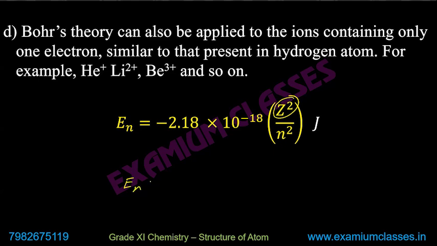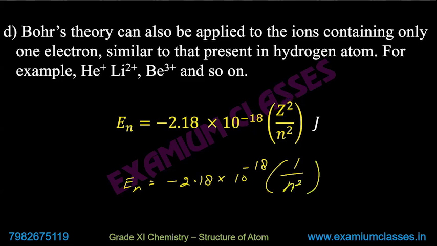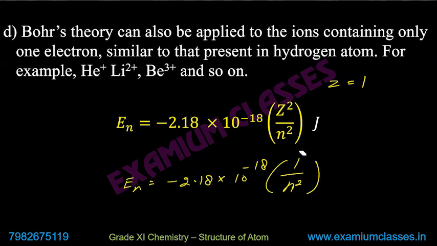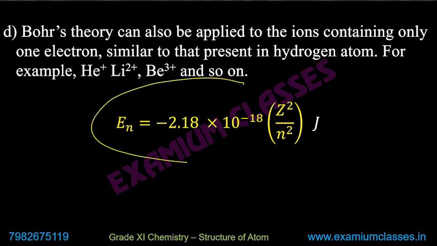Earlier it was En equals to minus RH, RH is 2.18 into 10 power minus 18, 1 by n square for hydrogen. And if you remember this one, this is applicable for all, including hydrogen, because for hydrogen, Z will be 1, atomic number is 1. The same thing. So it will get converted to the original formula. So I suggest that you always remember this formula. It is applicable for all hydrogen and hydrogen-like species. For hydrogen, Z will be 1.